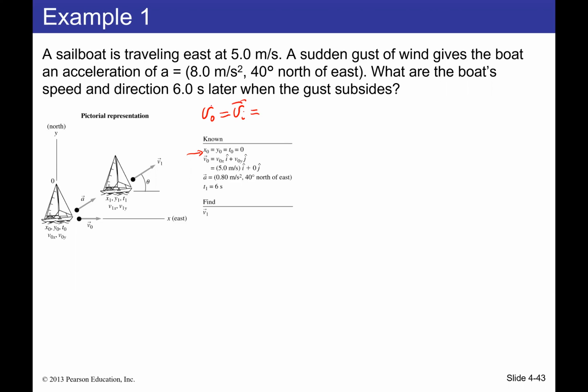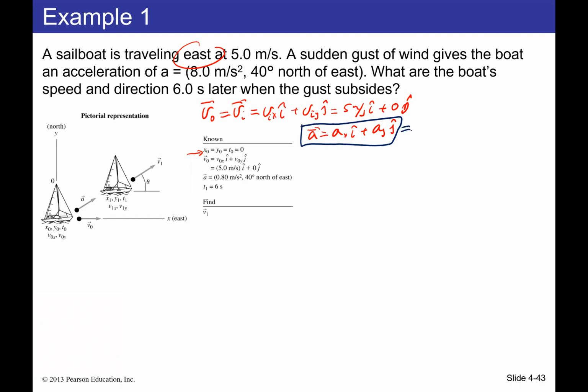So what we have here is a two-dimensional vector, vi x i hat plus vi y j hat. We're told there's 5 meters per second i hat, which is east, but 0 j hat. That means initially the sailboat is moving just in a horizontal direction. But then there's an acceleration, which is 8 meters per second squared, 40 degrees north, which means it's basically ax i hat plus ay j hat.